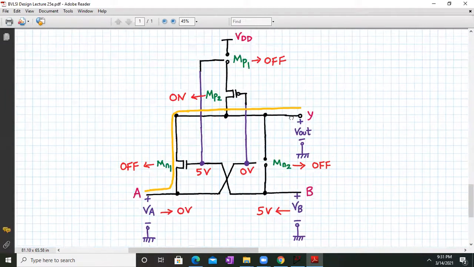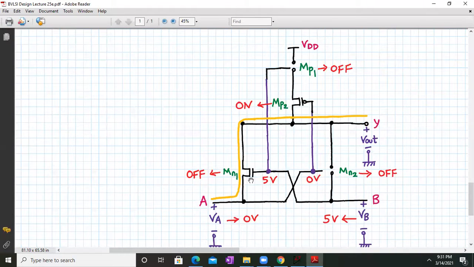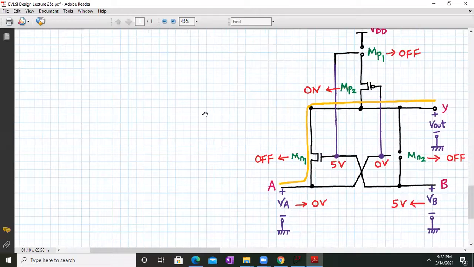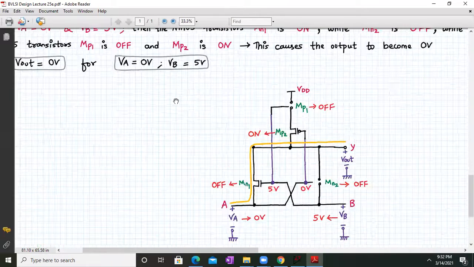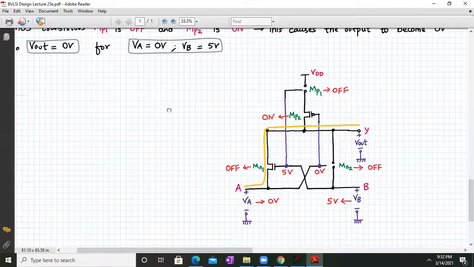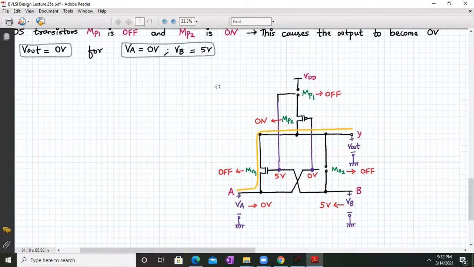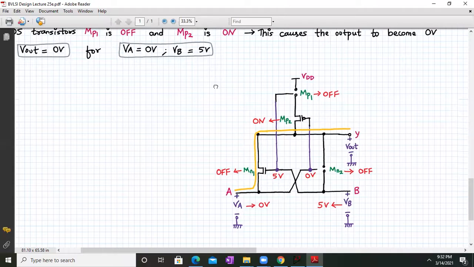So the only mistake is that MN1 is on because we are applying 5 volts to its gate terminal. So the output will be pulled down towards your ground with the help of the MN1 transistor. So in this case, whenever VA is 0 and VB is 5, MP1 and MN2 are off, whereas the remaining transistors are on and your V out will be 0.